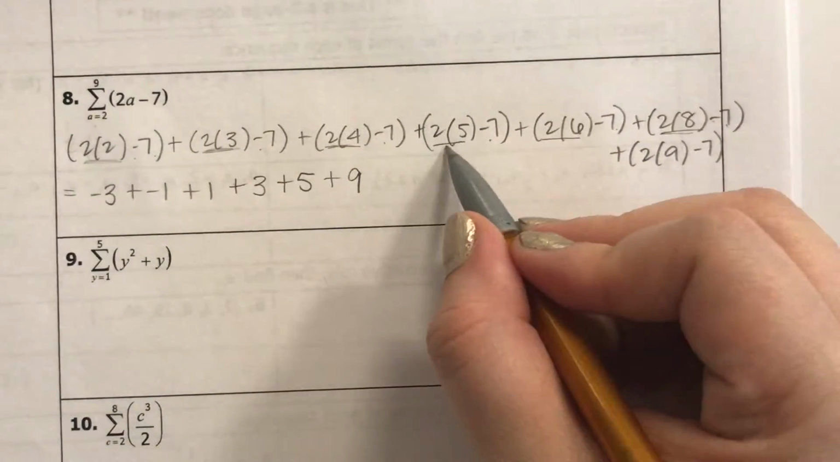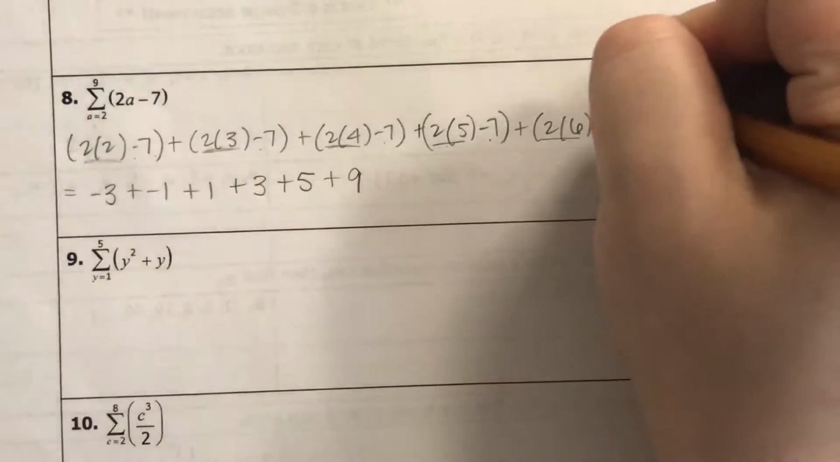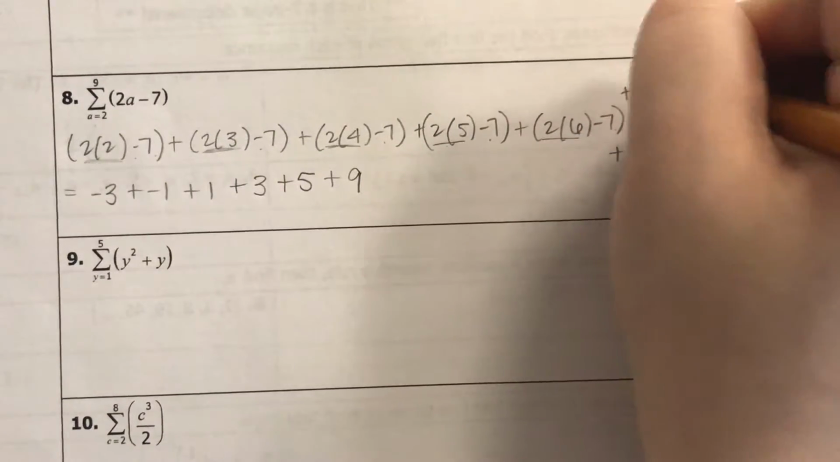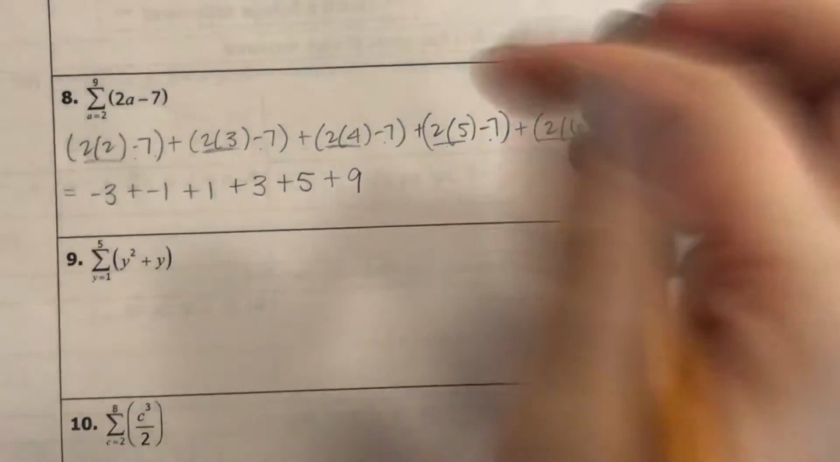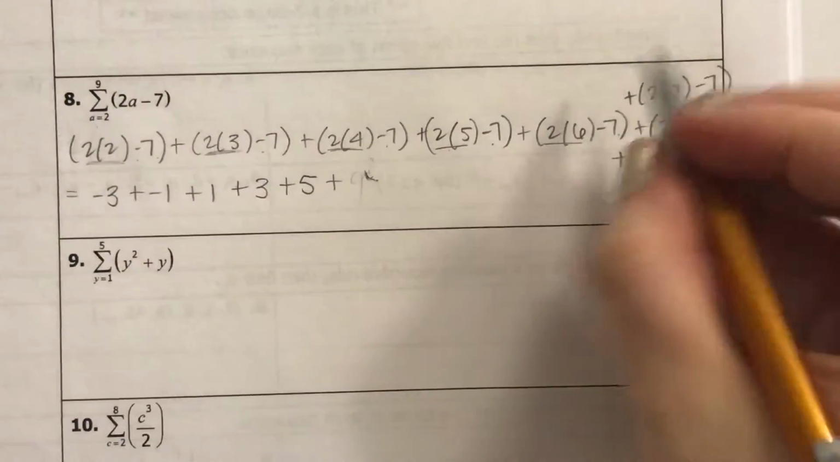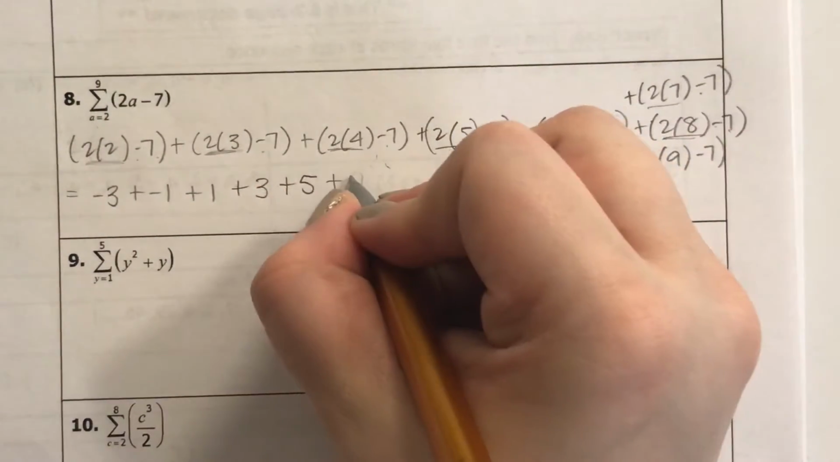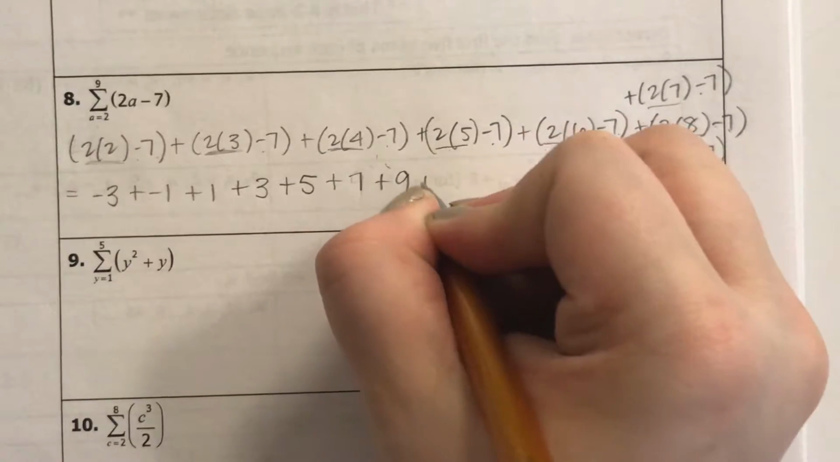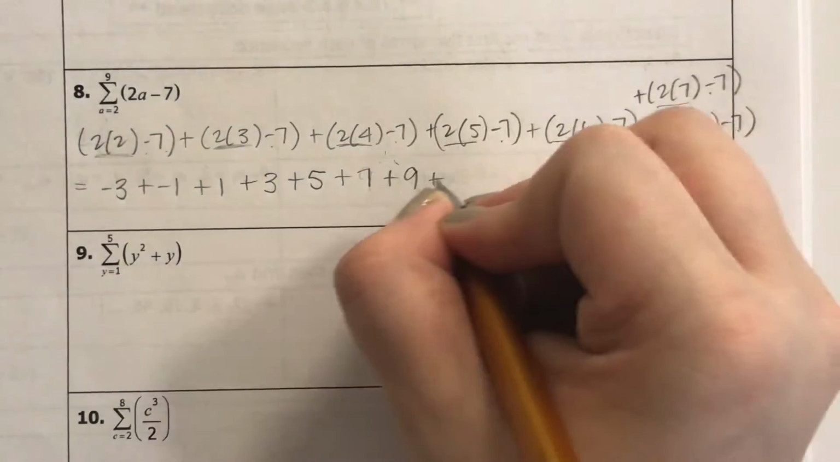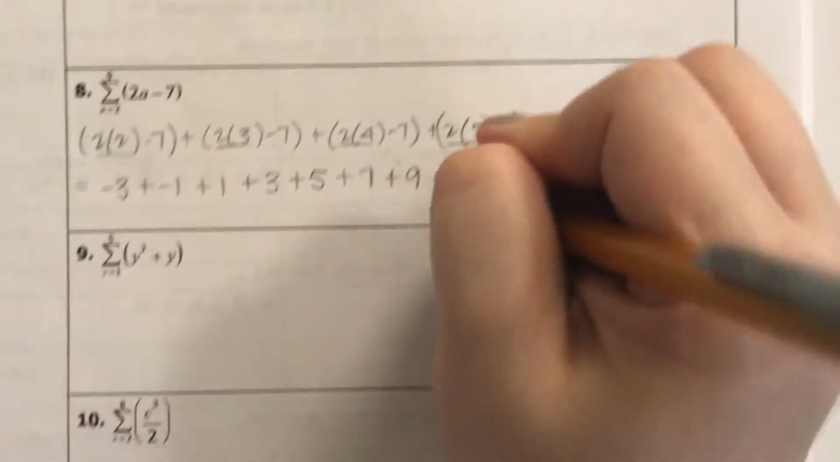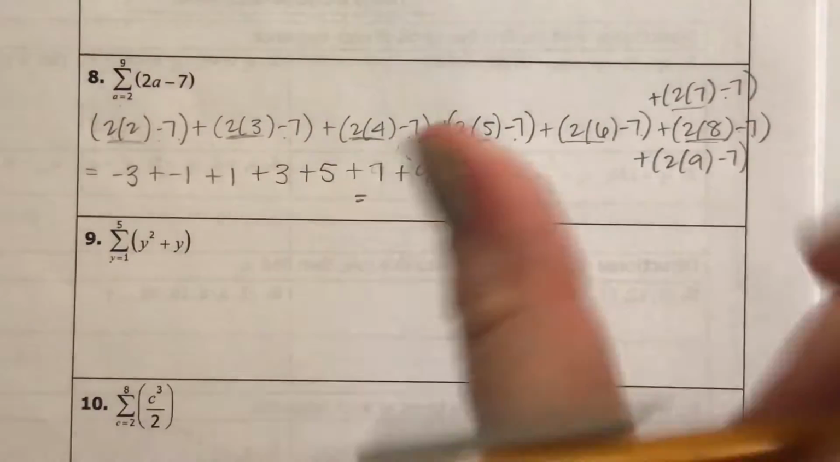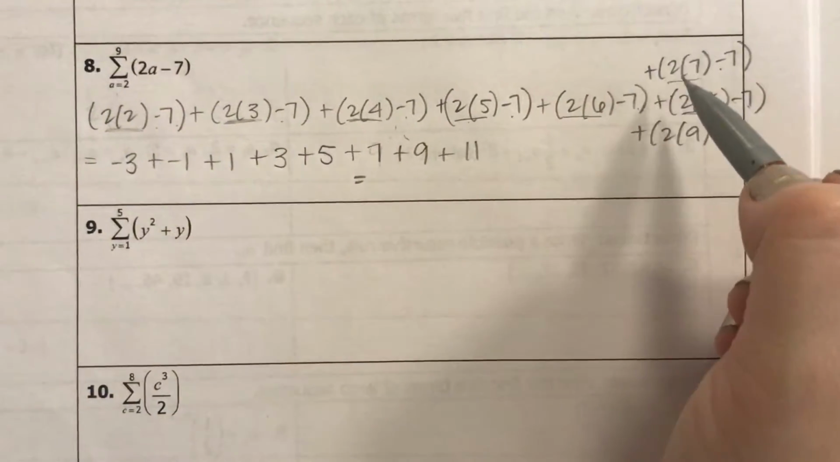Did I miss a number somewhere? I forgot 7. Shame on me. We forgot 7. 14 minus 7 is 7 plus 9 plus 18 minus 7 is 11. I thought I missed a number here, so I'm glad I figured that out. You're probably like, Miss Han, you forgot 7. So we got it. We're good now.